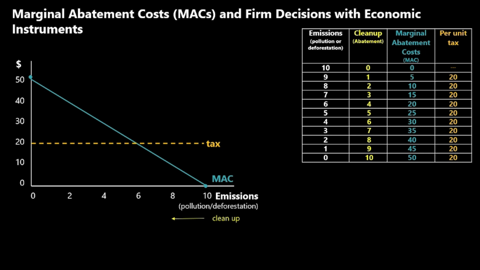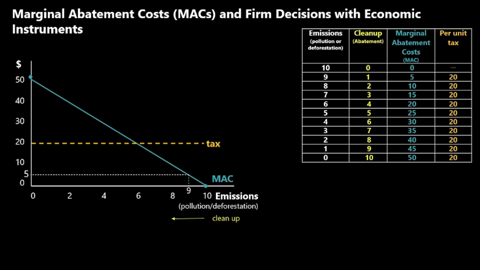And what we want to think about is how the firm is going to make decisions about the amount of emissions that they'll be emitting under this scenario. Okay, so the firm is going to be starting at an emission level of 10. And notice that at 10, they have no cleanup. So they need to think about, should I reduce emissions from 10 to 9? That first unit of pollution is going to cost me $5. So the marginal abatement cost of cleaning up that very last unit, the first unit here in this case from 10 to 9, is 5.